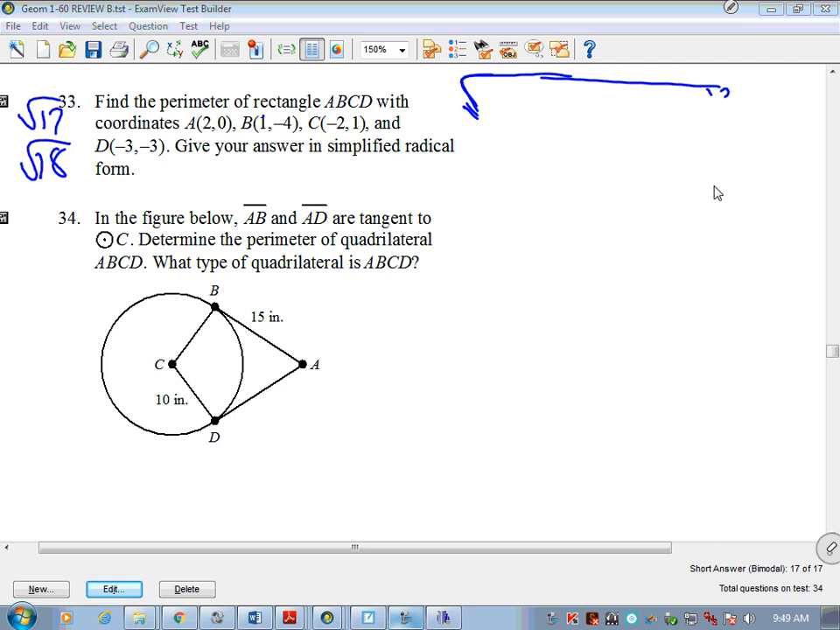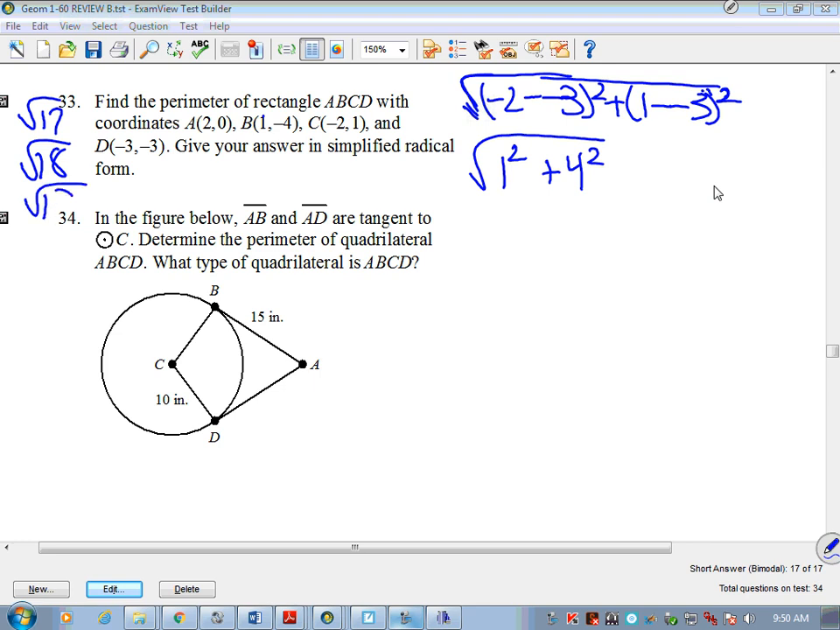Okay, let's do C to D. Let's see, we got negative 2 minus negative 3 squared plus 1 minus negative 3 squared. Okay, so I've got negative 2 plus 3 squared, which is 1 squared, plus 1 plus 3 squared, which is 4 squared. I'm going to get that same radical 17 again, because I've got 1 plus 16.